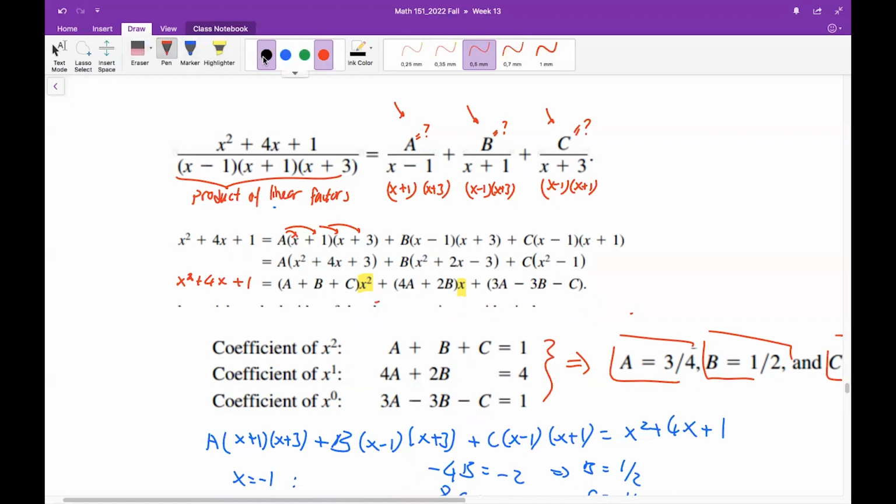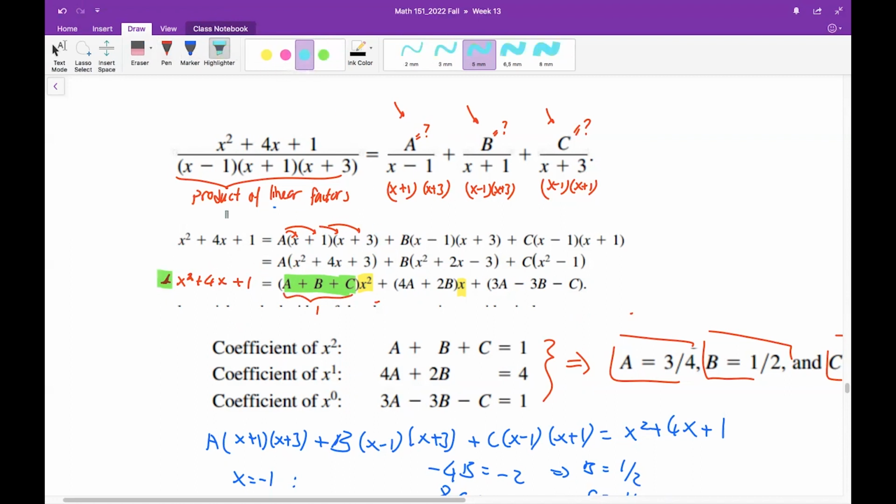Okay, so the coefficient of the x squared on the left-hand side is 1. What is the coefficient of the x squared on the right-hand side? It is here. That's why this should be what? This should be 1. So just compare the coefficients of the same degree terms on the right and left.